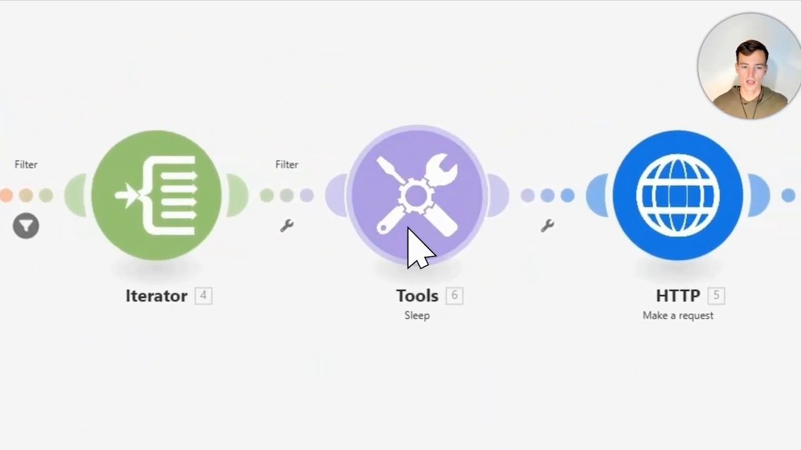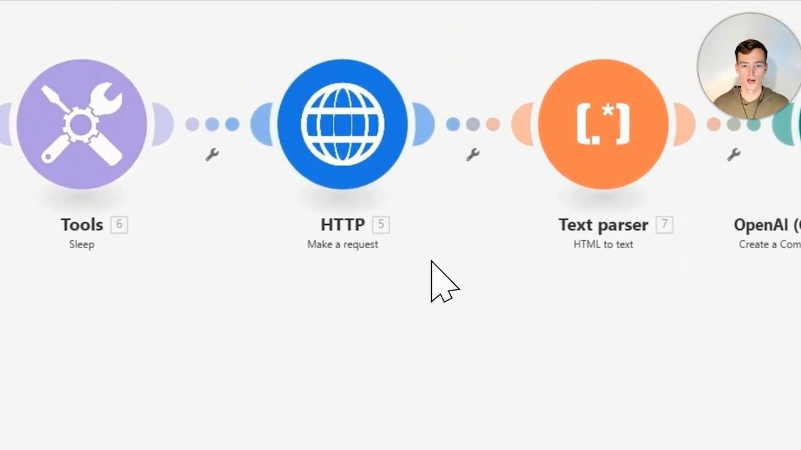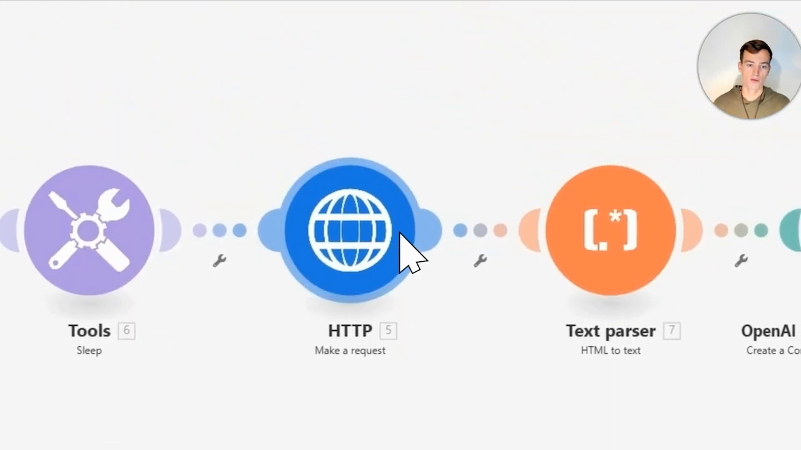We just set a sleep module in between, so there's a bit of a delay, so we're not sending 4 million requests on Yelp at once. And then we're inputting each one of those in.